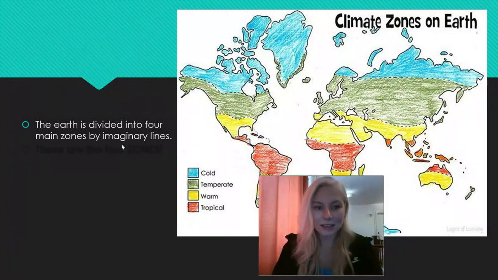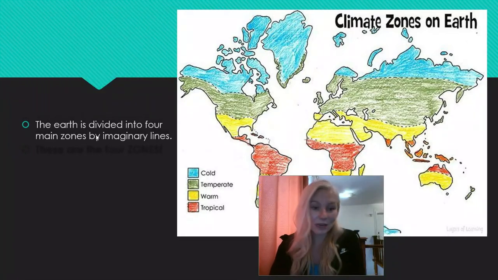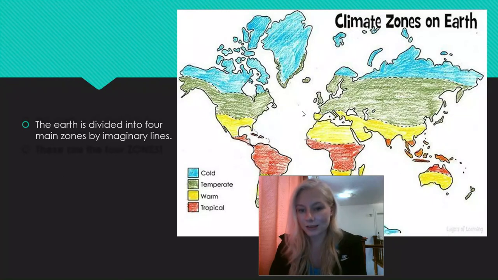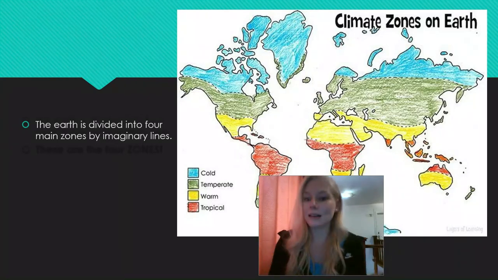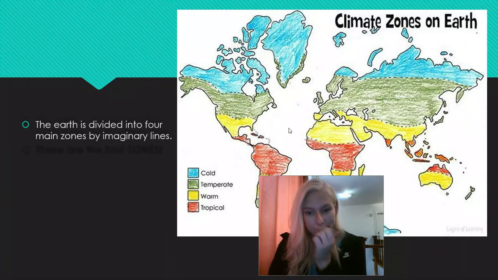I just got done telling you guys about how the Earth is divided into 4 main zones by these imaginary lines. Of course, these lines are not real, okay? Just like the equator is a line drawn through the middle of the Earth, but it's not a real line. You can't look down in the dirt and see the line, okay? It's an imaginary line. These are sort of like the equator, okay?